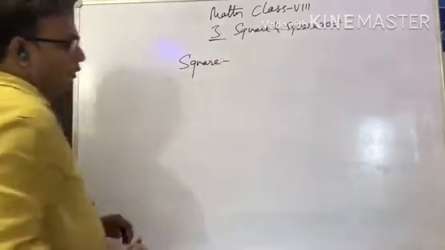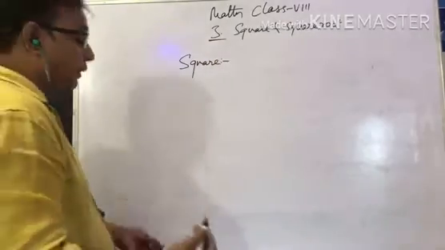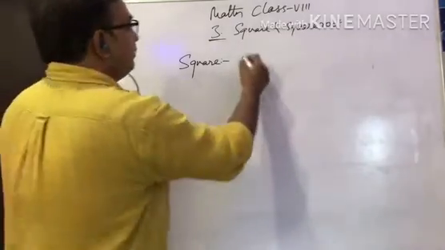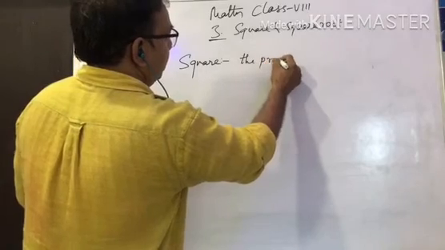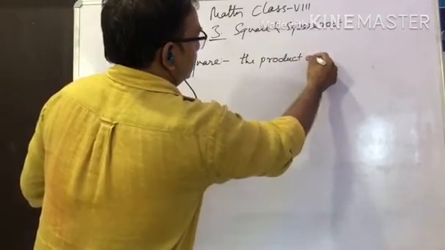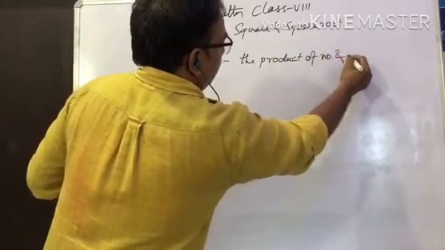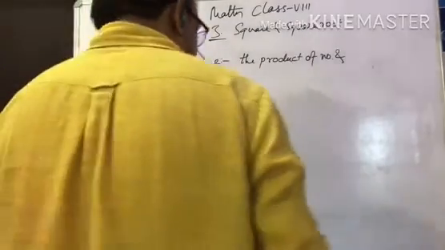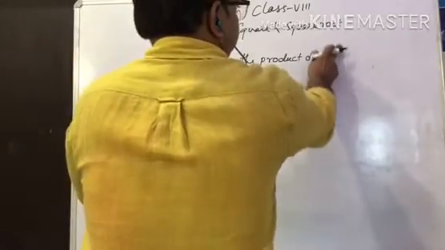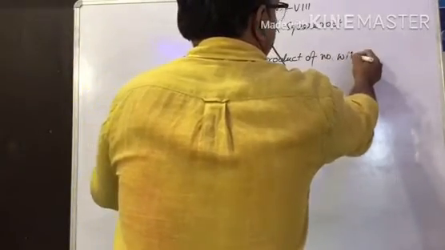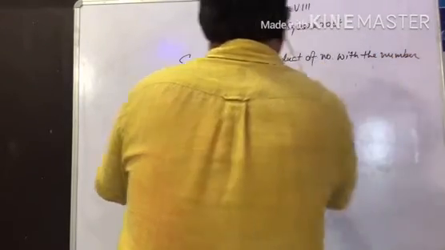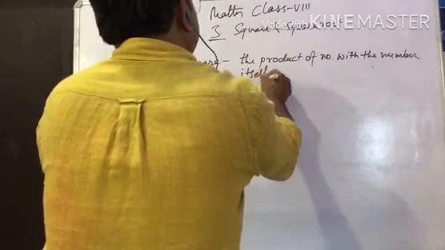I think everyone knows about the square. What is the square? Square means the product of a number with the number itself.